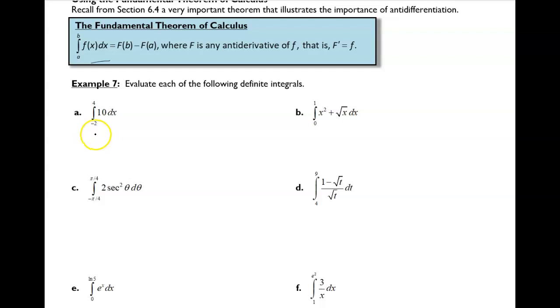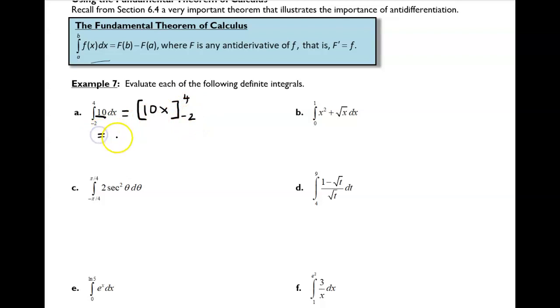So in number 7a, we have the integral from negative 2 to 4 of 10 dx. 10 is our integrand, our function. So our first step is to find our antiderivative. And the antiderivative of 10 is 10x. But after I find that antiderivative, I still need to evaluate from a to b. And so what I'm going to do, I'm going to put brackets around this. Sometimes you'll just see it with a bar at the end, but I prefer to use brackets so I can see everything that I'm plugging in. And I'm going to write my bounds now at the end. So this says I've already taken the antiderivative, and now I'm going to plug in these numbers.